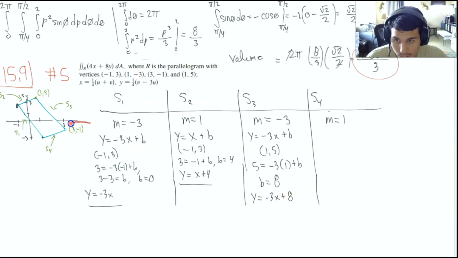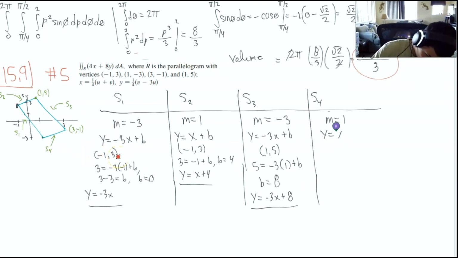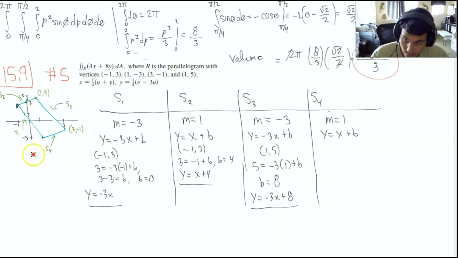And I always check it with the other point. I find b with one point and I check it with the other point in my head because I want to make sure I don't mess this part up. If you mess this part up, everything else will be wrong. So always check it. And let's underline this because that's important. Okay. At S4, y is equal to x plus b. And what point will we use here? We could use 3 comma negative 1.